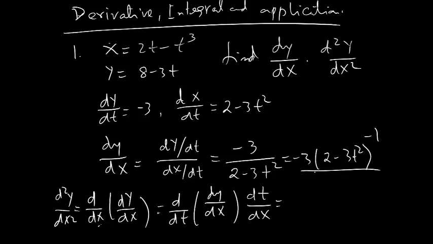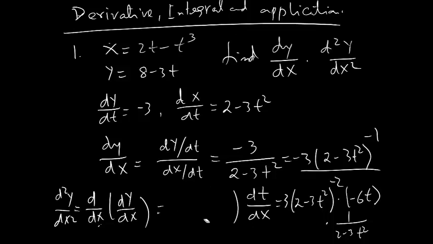All right. Now look at the next step. I need to take the derivative of this function with respect to t. So -1 goes in front, which is 3, times 2 minus 3t squared to the -2, times the derivative inside, which is -6t, right? Times dt/dx. First look at here, dx/dt is this. So dt/dx will be the reciprocal, which is 1 over 2 minus 3t squared. You are done. Now you just need to simplify and write the nice answer.